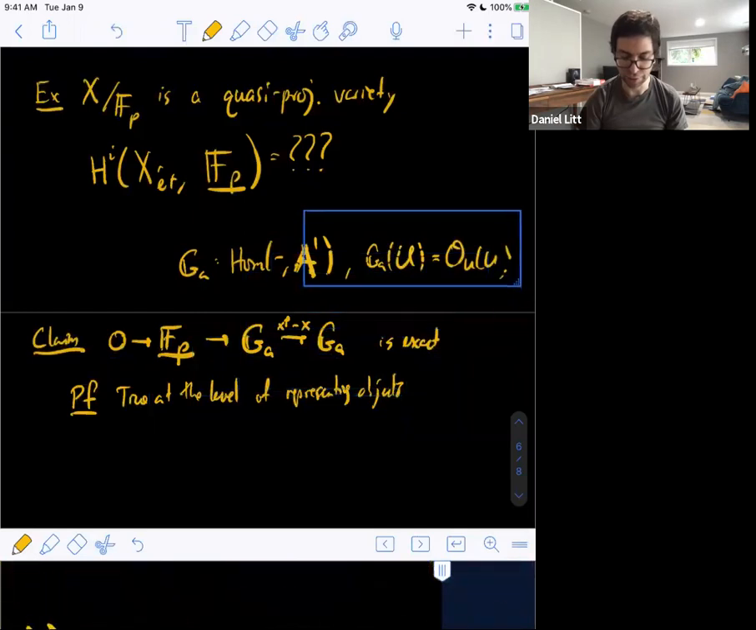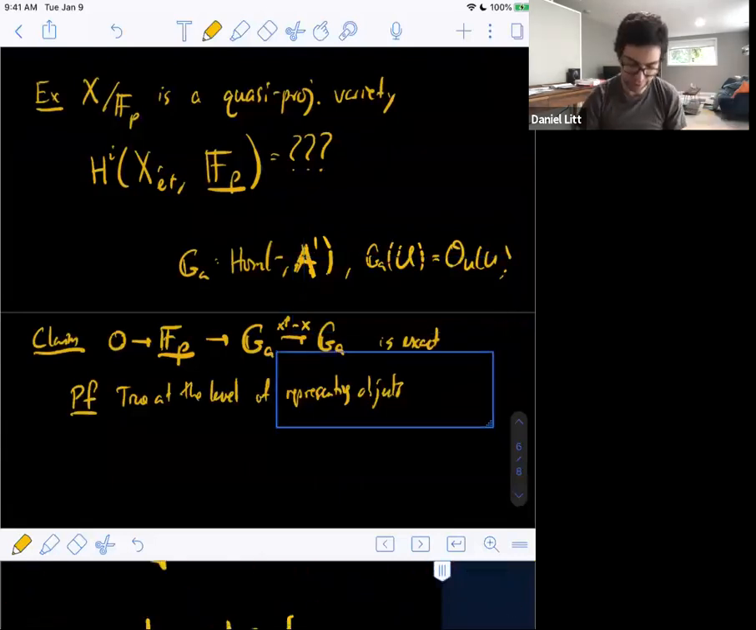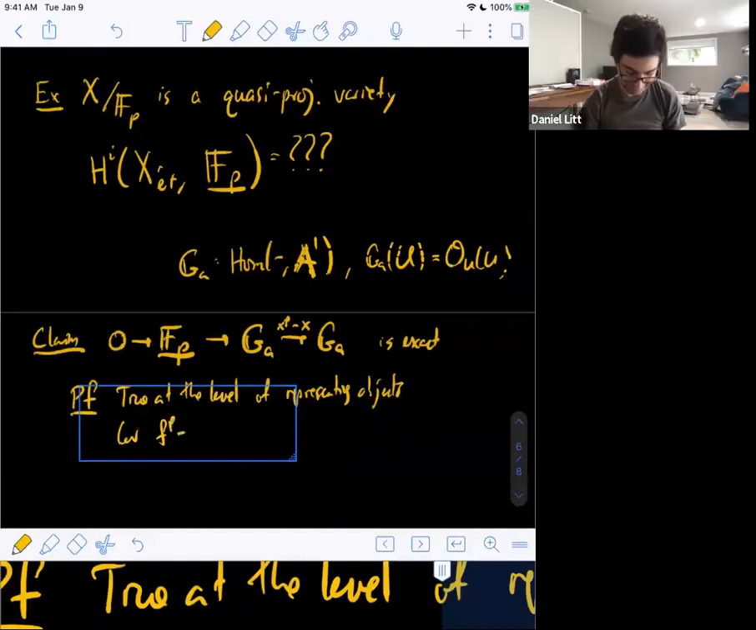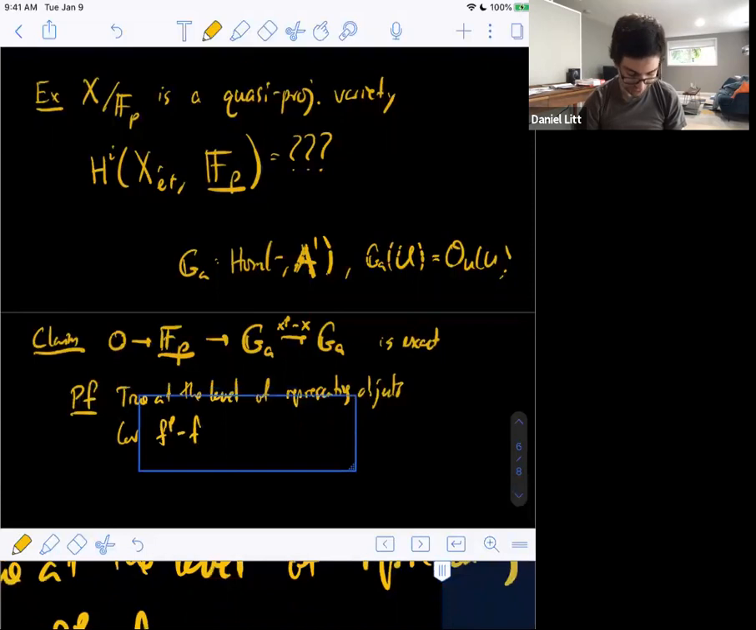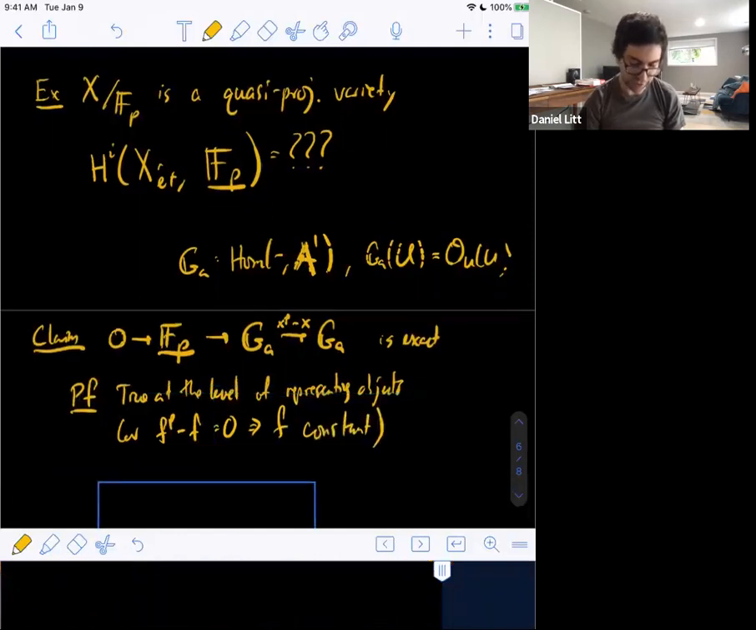You need to check that if you have a function on U, which is an étale X scheme, which is killed by x to the p minus x, then it came from the ground field F_p. And that's something you can just check by hand. So isn't the G_a to G_a surjective? That's going to be the next claim. Yeah, so where f to the p minus f equals 0 implies f is constant. Okay, so that's left exactness.